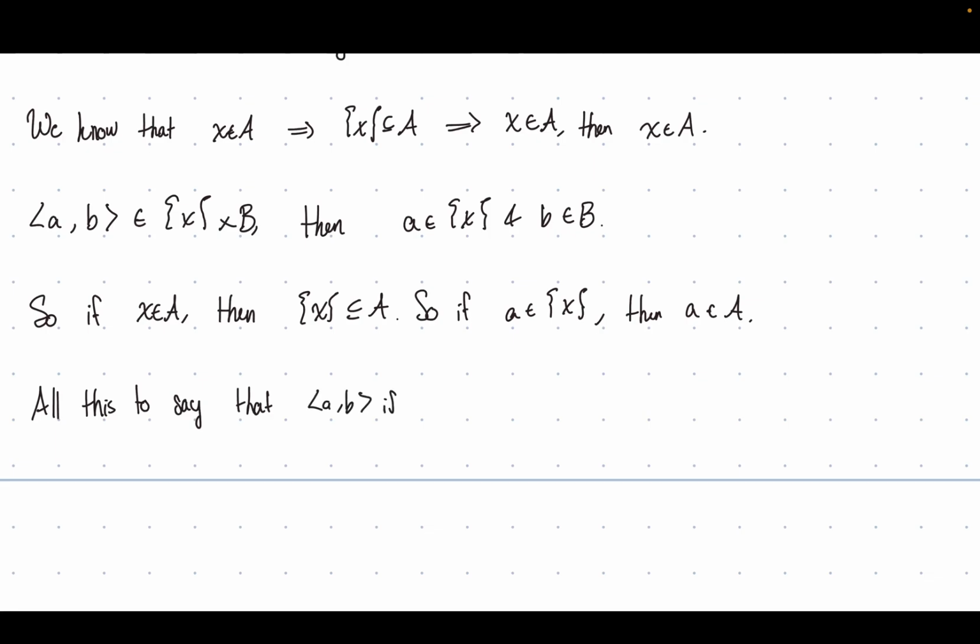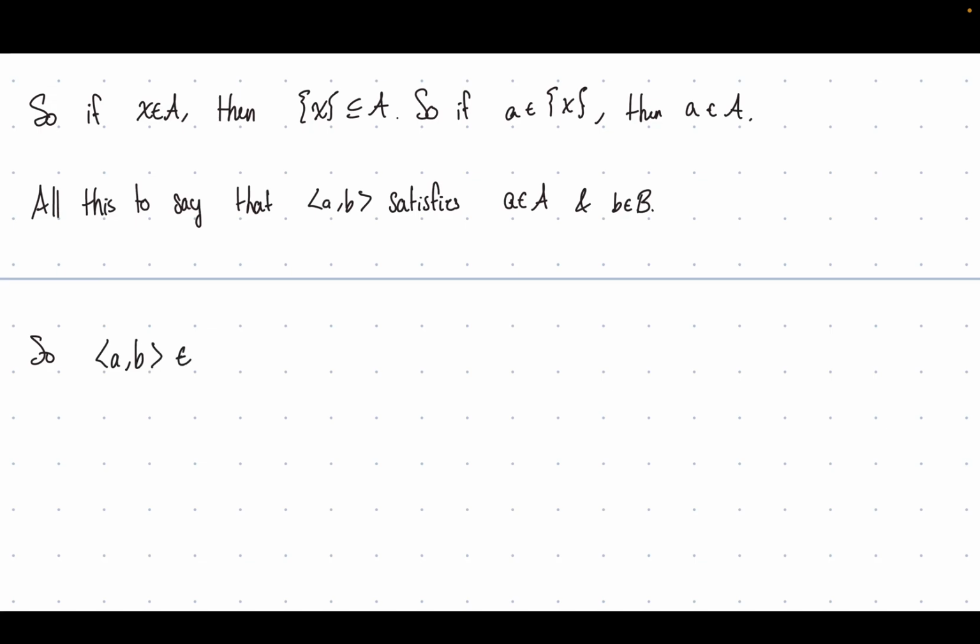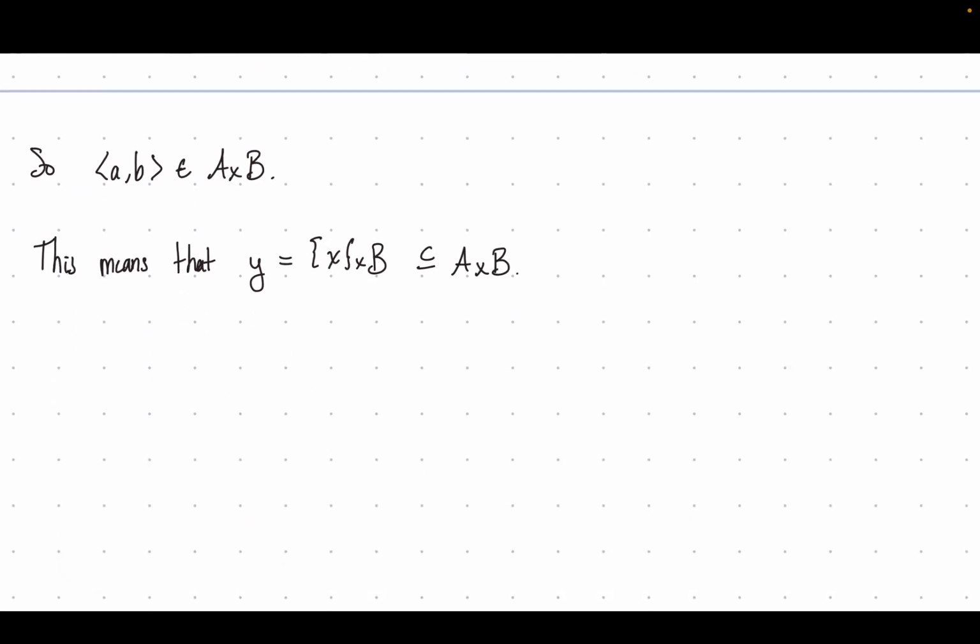All this to say that a comma b satisfies that little a is in big A and little b is in big B. So a comma b is in the cross product of big A and big B. Now this means that y, which is equal to the set x cross b, is a subset of A cross B, which implies that y is in the power set of A cross B.